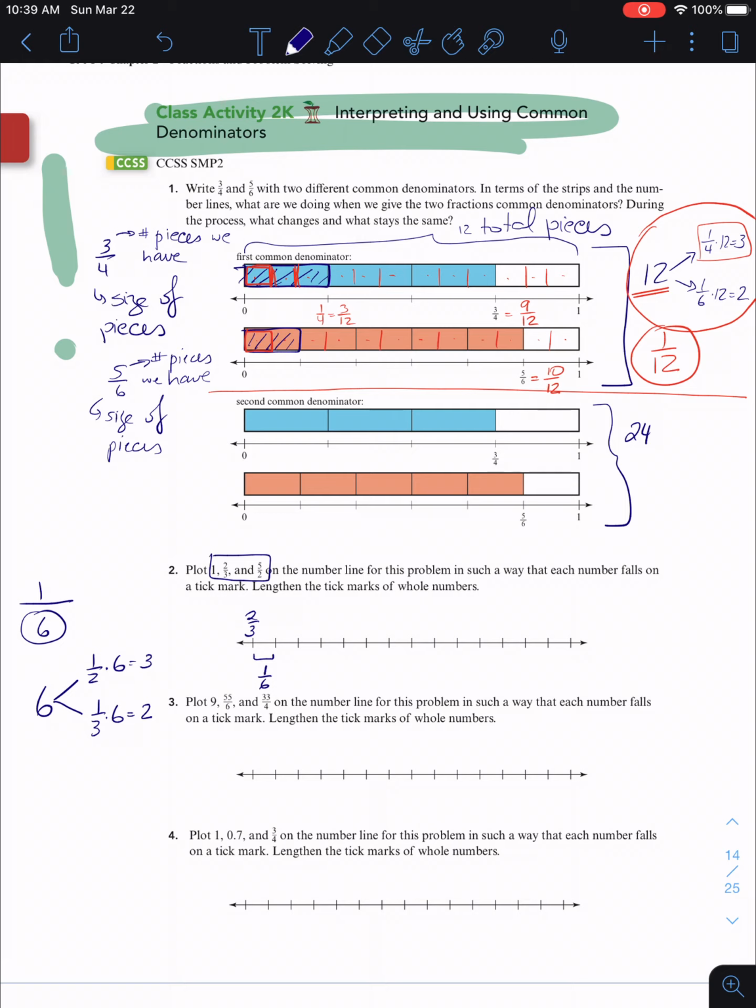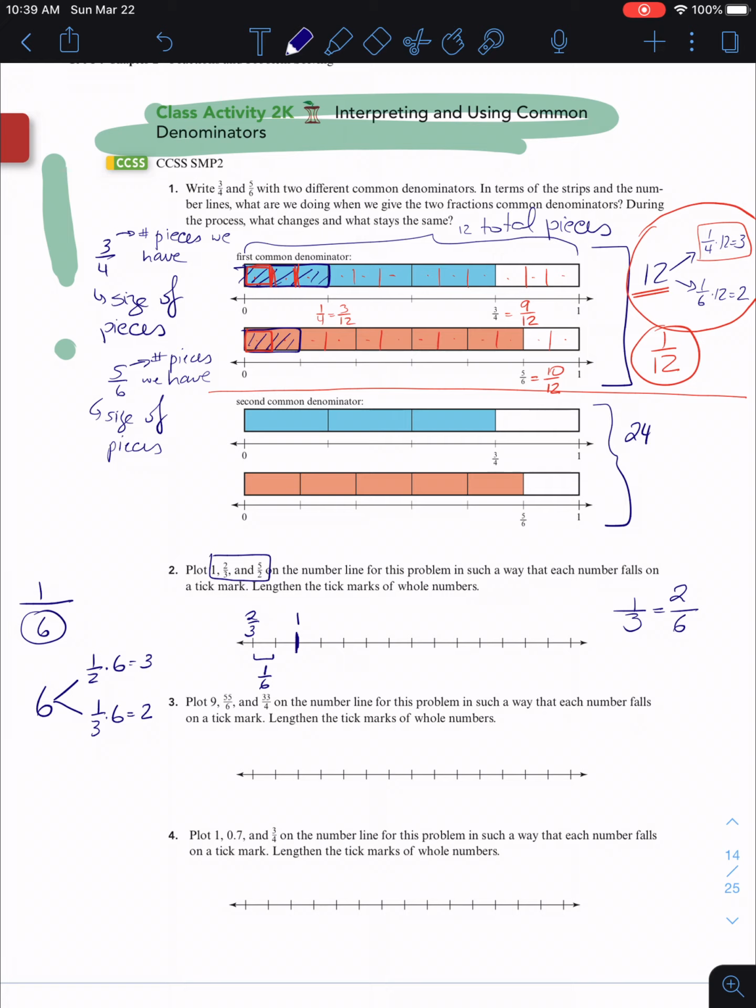So we need one more third. How many sixths is a third? If we cut the thirds into 2 pieces each to make sixths, because you need twice as many of them to make the whole, then won't you need twice as many of those pieces? So we would need 2 sixths to get to 1. It's a whole number, so we're going to make the tick mark longer.